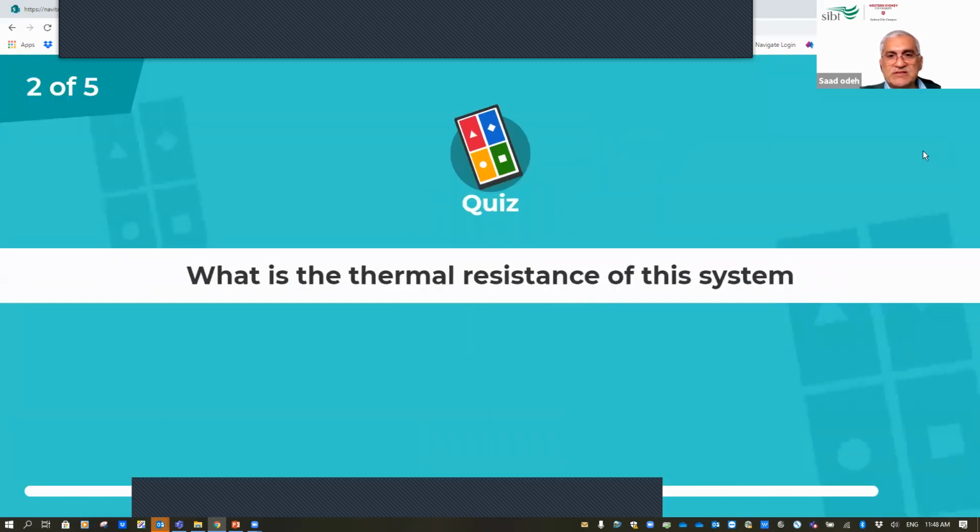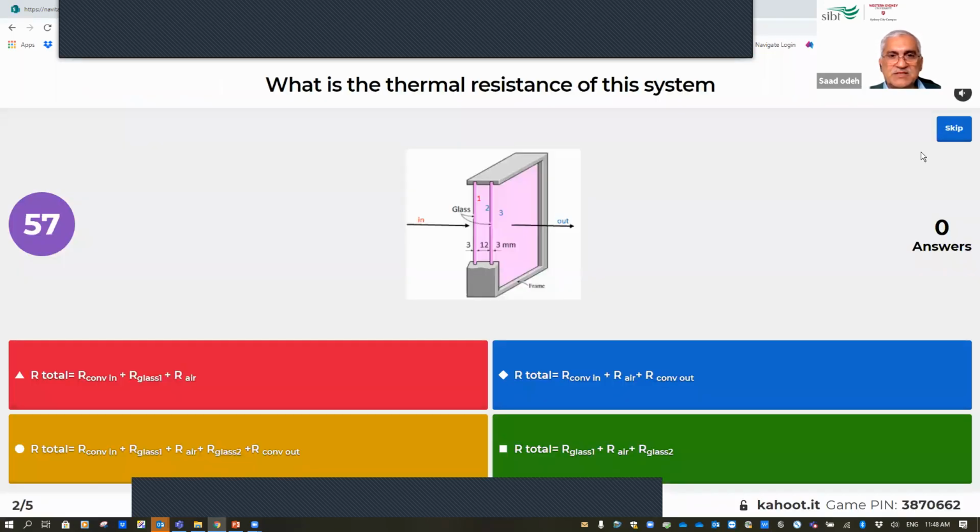What's the thermal resistance of this system? So this is the equation. The total thermal resistance, which one of these are correct? Remember how many thermal resistors we have and just check. We have one here, here.